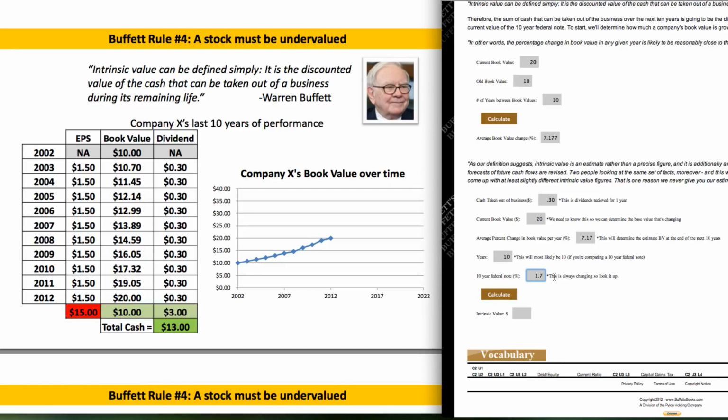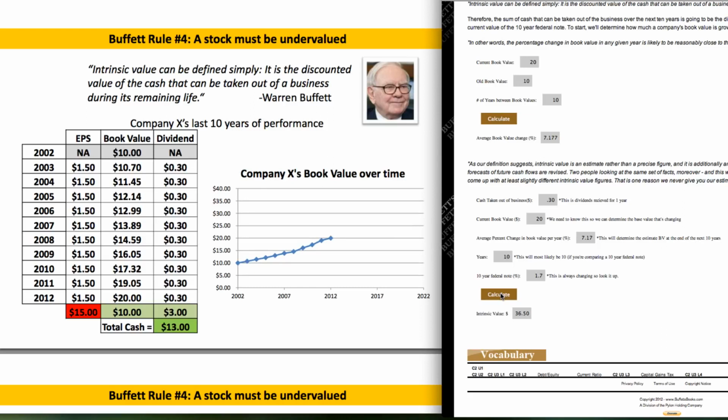For 1.7%, I didn't put in 0.017. I put in 1.7%. Okay. So all those numbers are in there, and then I hit calculate, and then it's going to give you the number in dollars. And so if this was an actual company, this calculator is saying that the intrinsic value of that company is $36.50.